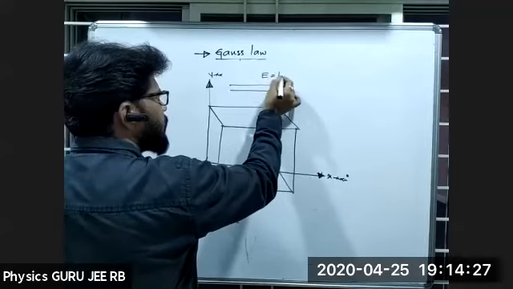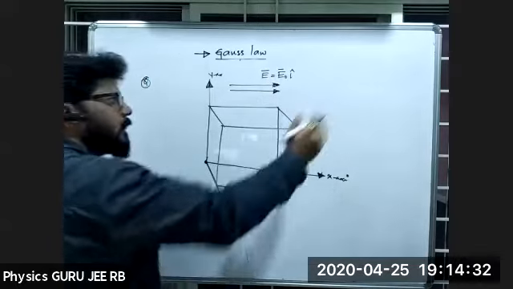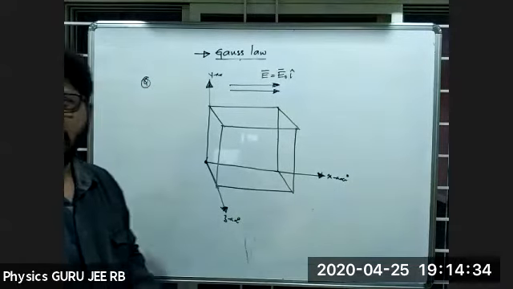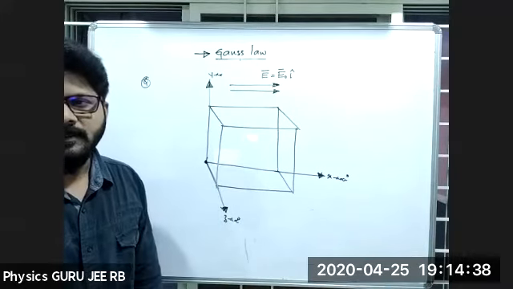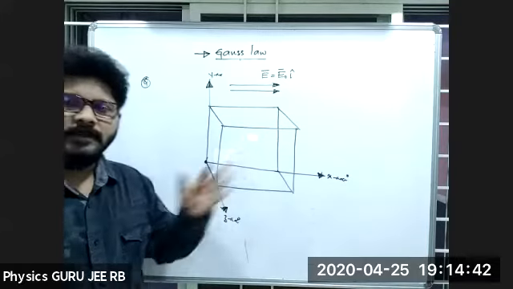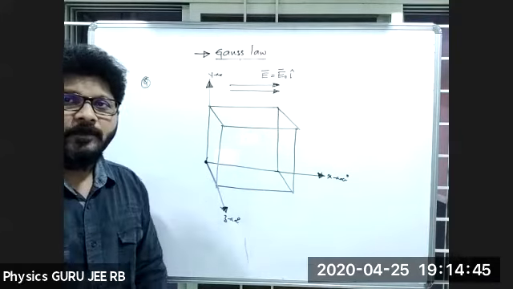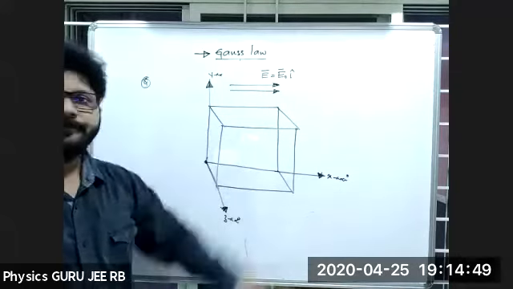Now, let me take electric field lines in this direction, which is given as E is equal to E naught I cap. That means the electric field is in the I cap direction. Now we want to calculate the total flux through this surface. There is no charge inside, only flux through the surface. So electric lines are passing like this.